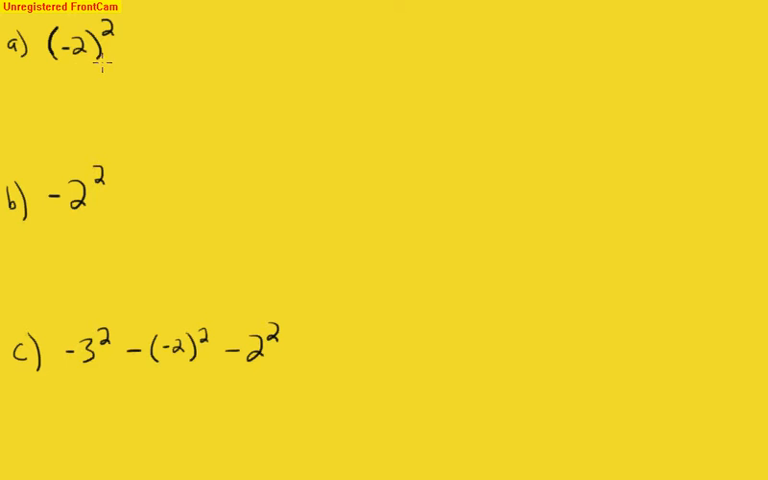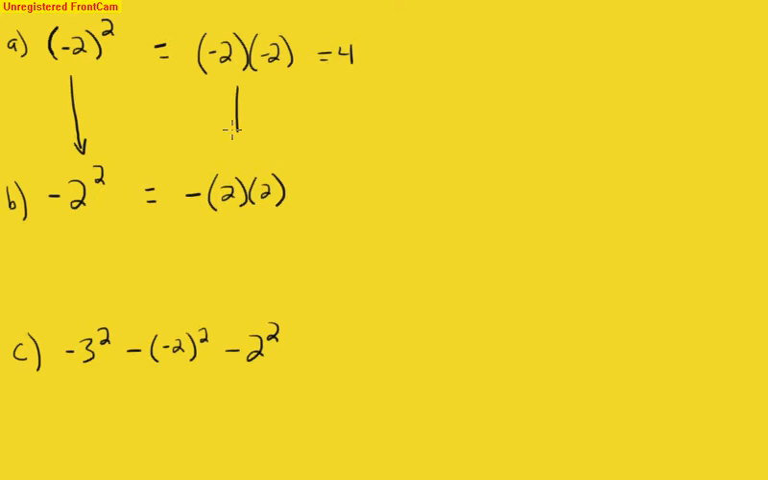Practice problem A says the opposite of 2 squared. That means we're going to take 2, square it, and then take the opposite. This is different from negative 2 squared, where a negative times a negative gives us a positive. We wouldn't read this as negative 2 squared; we'd say the opposite of 2 squared.